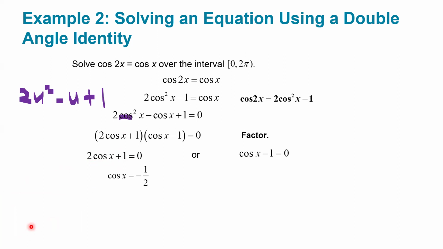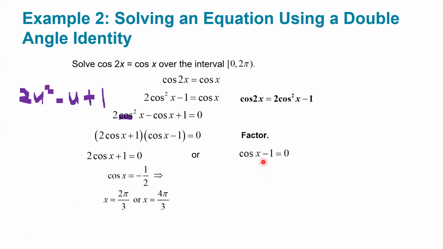It has to be in quadrants 2 and 3. Let me just look at it and try to visualize it. At 120 and then 240, or 2 pi over 3 and then 4 pi over 3. Perfect. So you end up with the first set of answers.